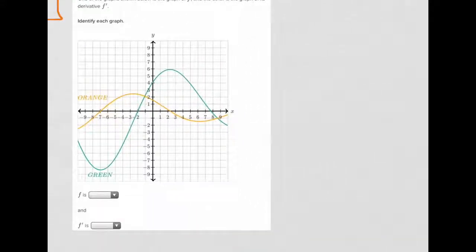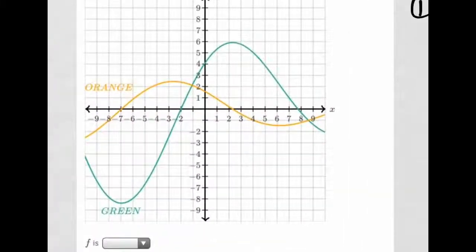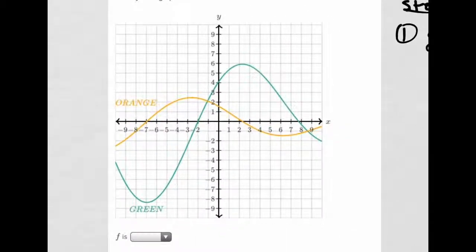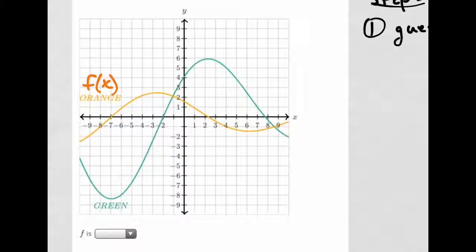So, step one, guess. Okay, let's say that orange is f of x. That's my guess. So that means I'm going to do the same steps from the other video. I'll find out where the derivative is 0. So here, I know that the derivative, the slope, is 0. And here, maybe at 6, there's a slope of 0.